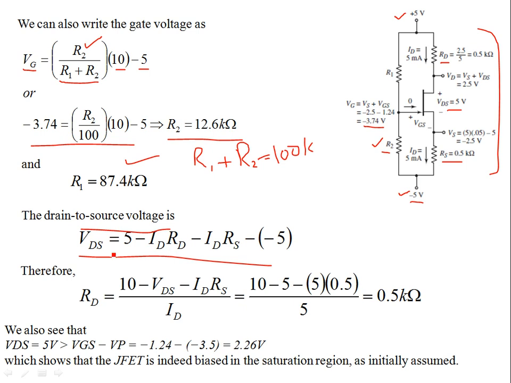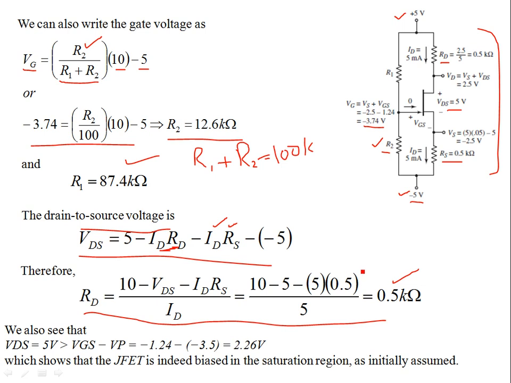So VDS is 5 minus IDRD, you can take the VDS to the other side, then minus IDRS minus 5. Here you know what RS is, and ID is 5 milliamps. So the only unknown you are left with is RD. You can reformulate the equation in terms of RD, and you can find the unknown RD as 0.5 kilo ohms.